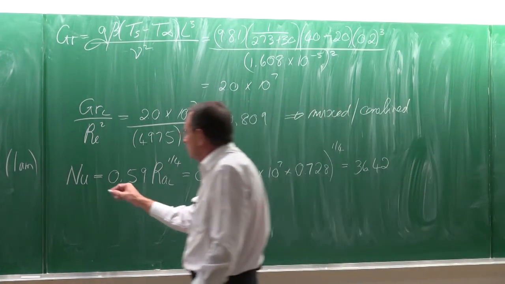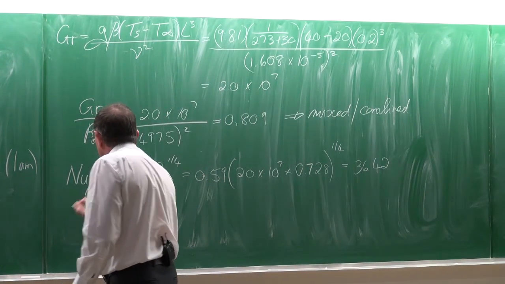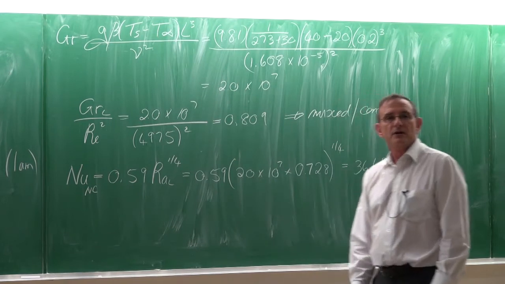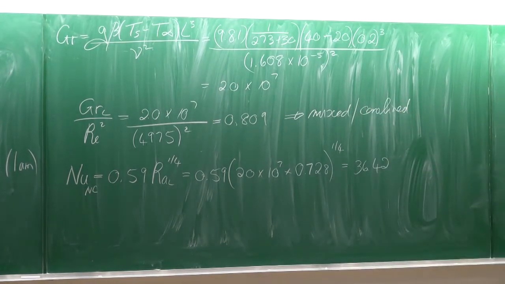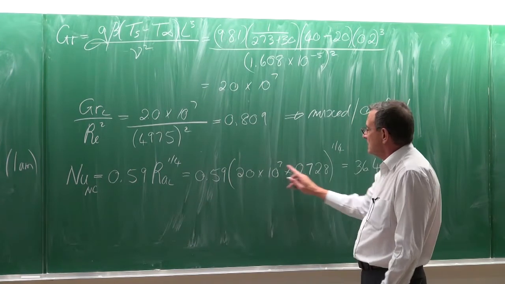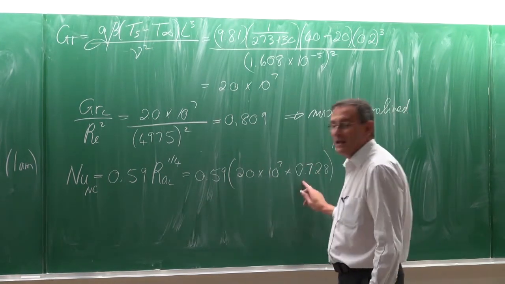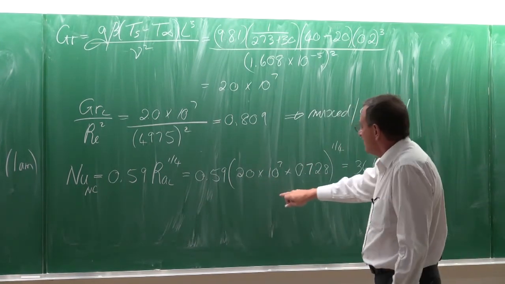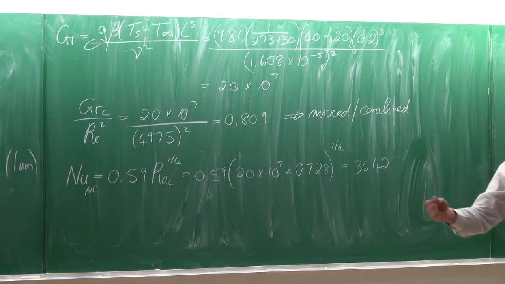Okay, and let's write here natural convection. The Nusselt number for a natural convection problem only. This equation is being selected based on the Rayleigh number. That is the Grashof number. The Grashof multiplied by Prandtl is the Rayleigh number. Any questions, ladies and gentlemen?